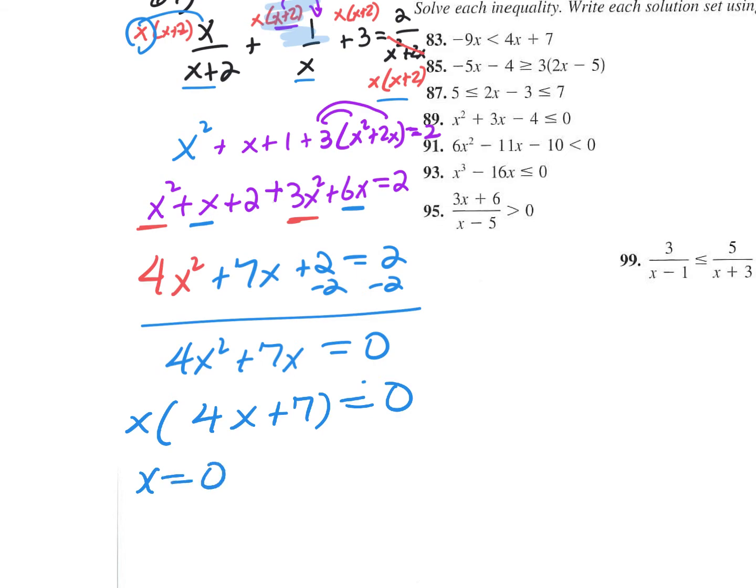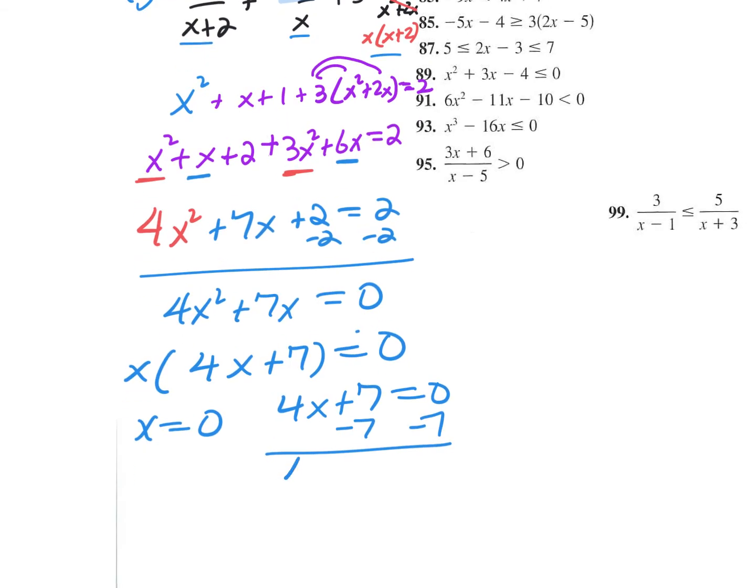Set each factor equal to 0. Subtract the 7. 4x equals negative 7. Divide by 4. And x equals negative 7 over 4.